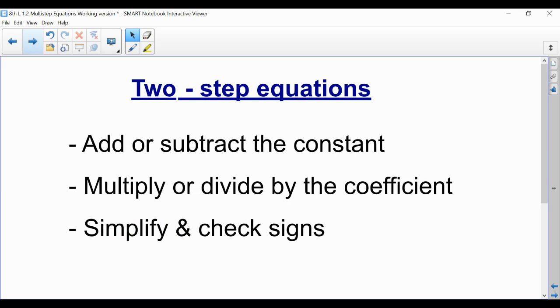So we learned how to solve two-step equations. And the first step is to add or subtract the constant, and then multiply or divide by the coefficient. And make sure you simplify and check signs at the end.